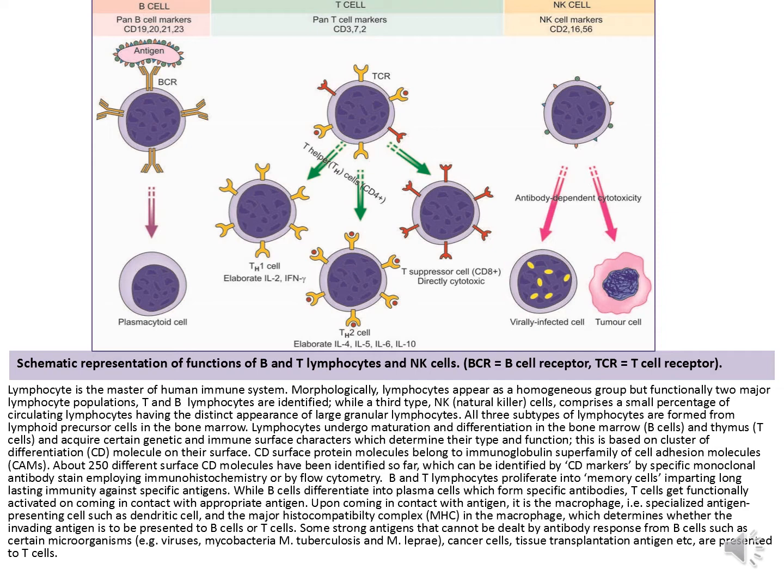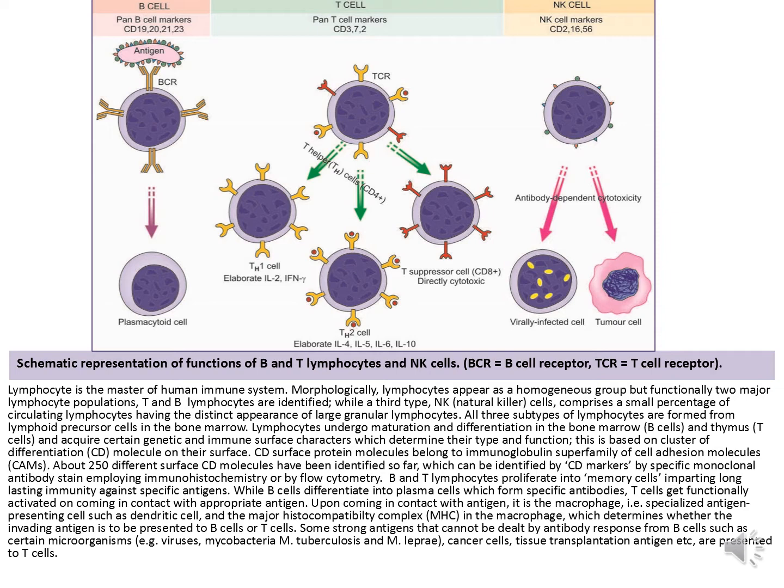Morphologically, lymphocytes appear as a homogeneous group. We see them under the microscope as a homogeneous group of cells, but we must know that functionally there are two major lymphocyte populations, T cells and B cells, and the third type, NK or natural killer cells, which comprises a small percentage of circulating lymphocytes, having the distinct appearance of large granular lymphocytes.